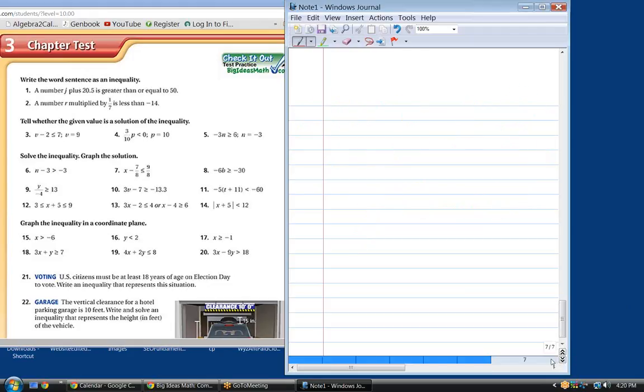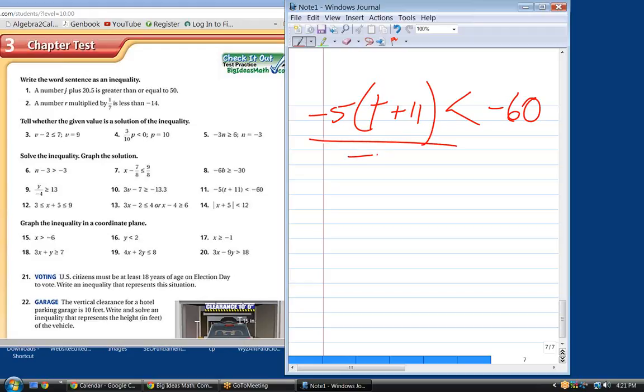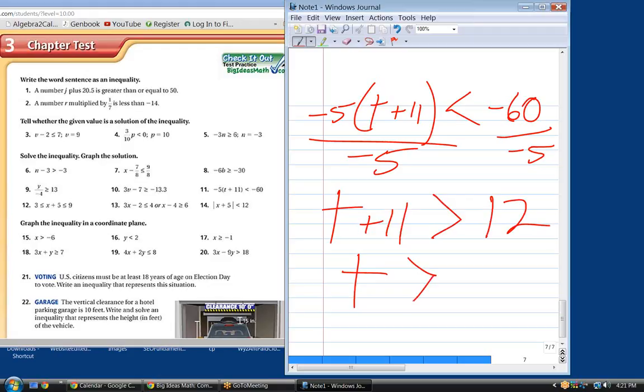Let's find a little harder one. It's the first thing I'm going to do here. You would multiply by -5 and then switch the sign, right? Well, you mean divide by -5? Yeah. In other words, the -5 right now is multiplying. So to do the reverse of that, we want to divide. And yes, you're right. Divide by -5, and that switches the sign. So now I have t plus 11 is greater than the number 12, which means t is greater than 1.